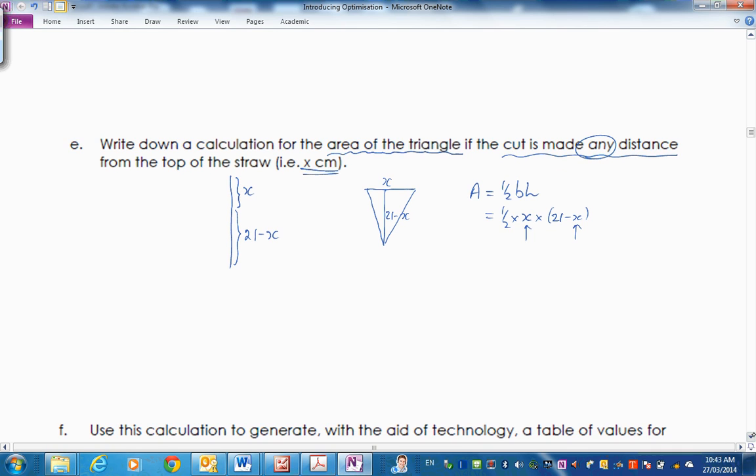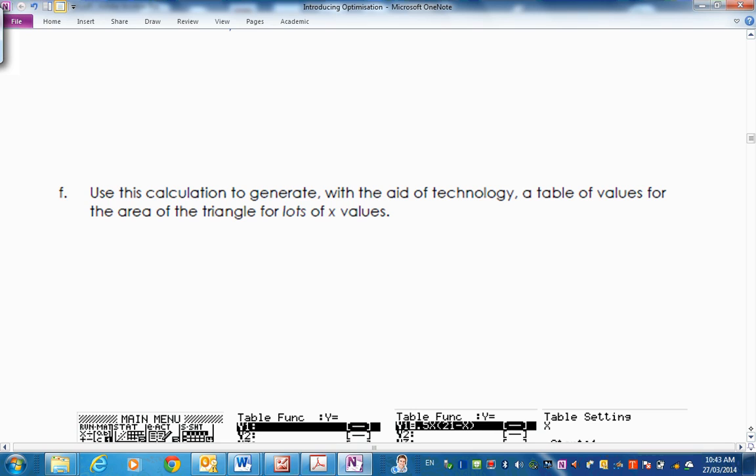Let's have a look then at the last one. Use this calculator to generate, with the aid of technology, a table of values. Okay, a table of values for the area. We'll use the Casio 9860 Plus. That's a great little calculator, graphics display calculator. And if you go to table mode, can you do that? See if you can remember how to set up table mode. Okay. Have a go, and I'll show you down here in a minute. So pause it, have a go, and here we are.